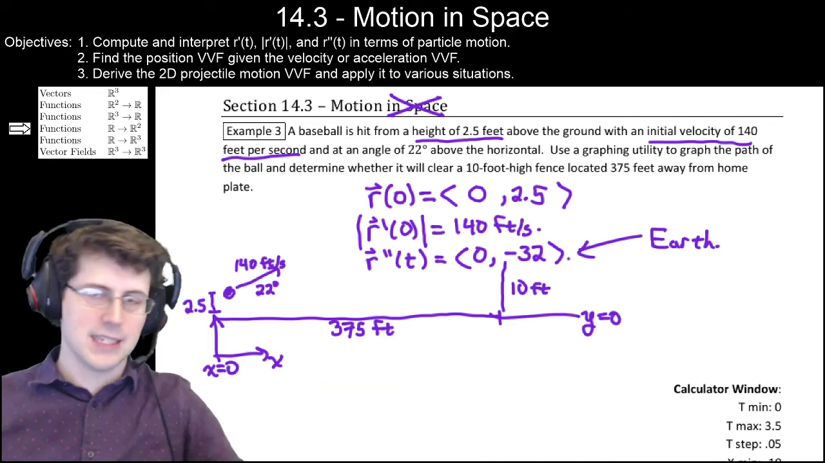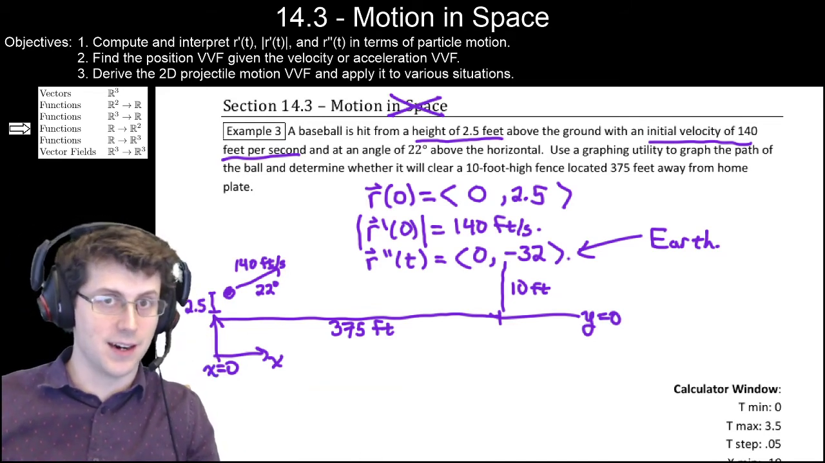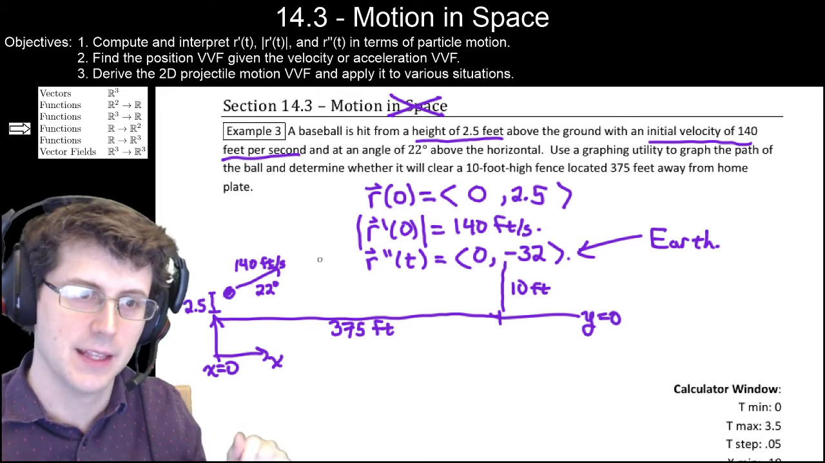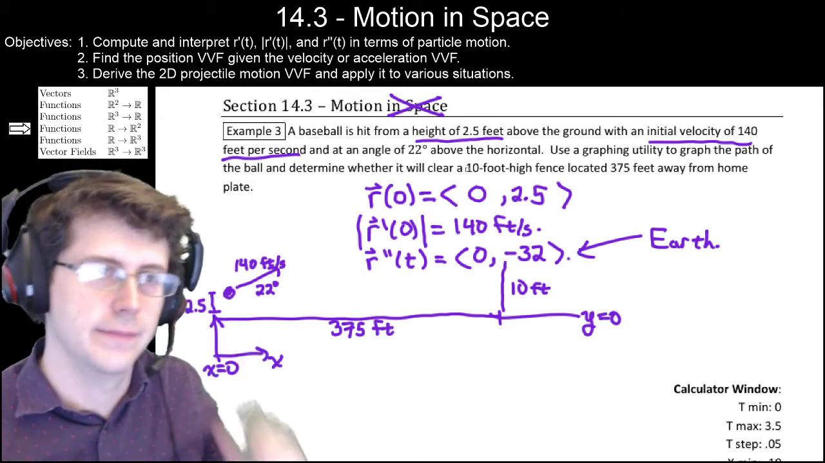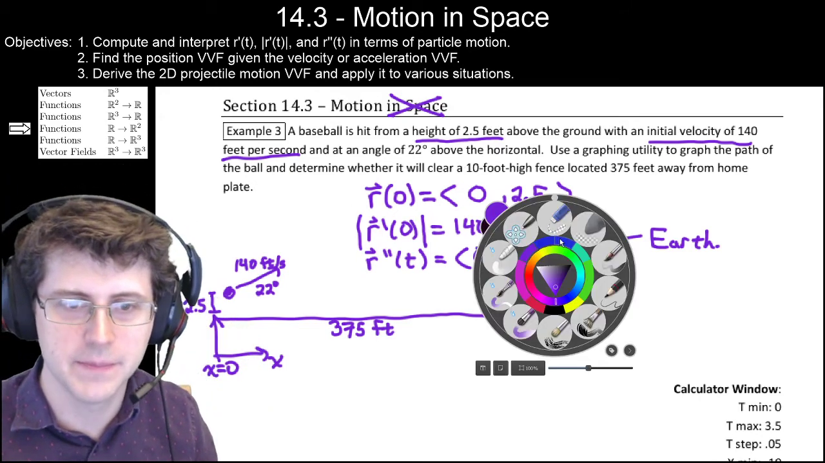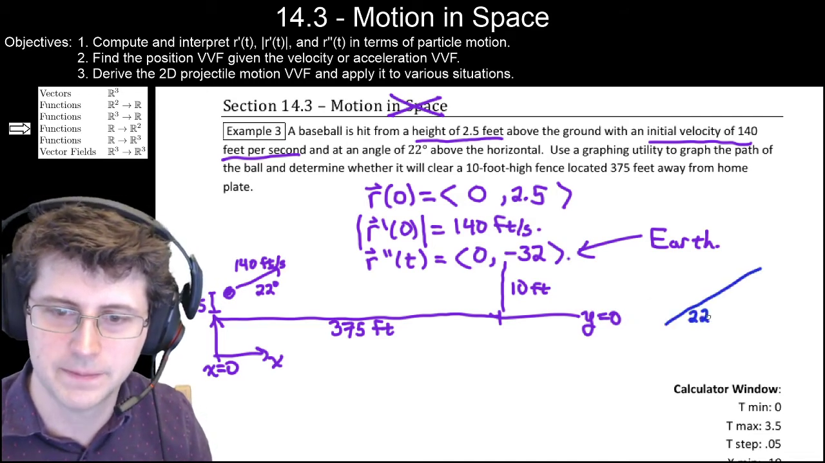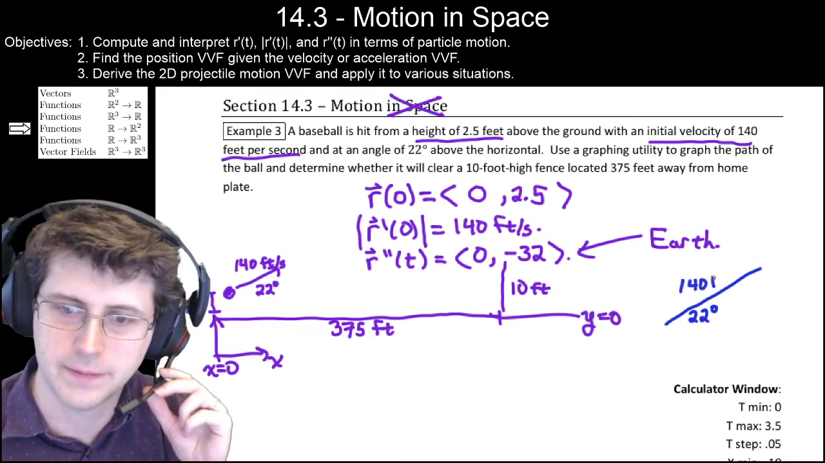So this is my processing of the problem. We need to do a little bit more processing to figure out what the actual vector r prime of 0 is, but it won't be too bad. We'll just draw a triangle. Okay, so let's get this off to the side. I need a 22-degree angle. I need to be going 140 feet per second.